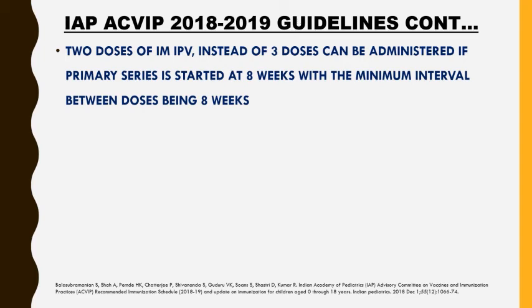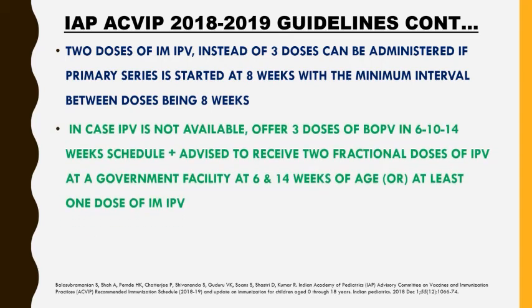In case IPV is not available, offer 3 doses of bivalent OPV in a 6, 10, 14 week schedule, and also advise the infant to receive 2 fractional doses of IPV at a government facility at 6 and 14 weeks of age, or at least 1 dose of IM-IPV. At 6 to 18 months, bivalent OPV is recommended if IPV booster is not available.